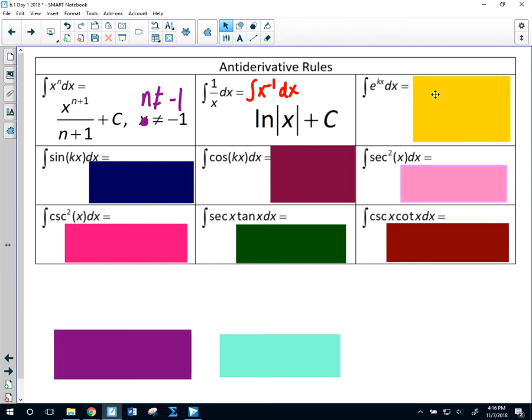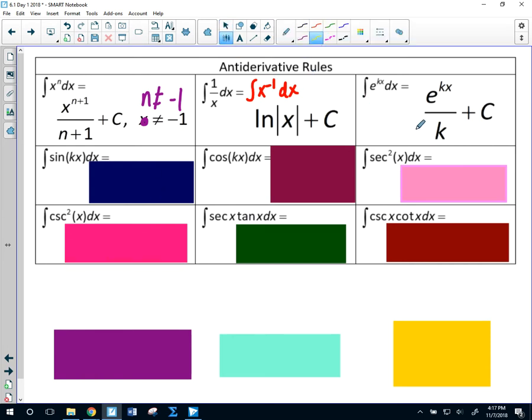All right, next one, the integral of e to the kx dx. The rule for this one is e to the kx divided by k plus c. You can see a lot of division going on. Remember, what you're trying to think of is what original expression gives me this thing as its derivative.